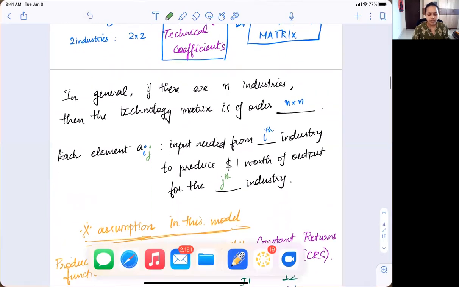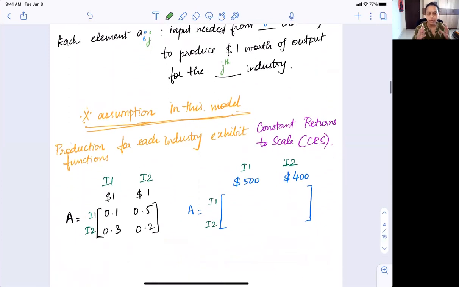Now, an important assumption that we typically make when we do input-output analysis is that the production function for each industry in the model is assumed to exhibit constant returns to scale. What does that mean? Constant returns to scale tells you that if you are scaling up or scaling down your inputs by a particular proportion, then your output is also going to go up or down by the same proportion. If you double the inputs, your output will double. If you triple the inputs, your output triples. If you reduce your inputs by half, your output also falls by half. So that's the meaning of constant returns to scale.